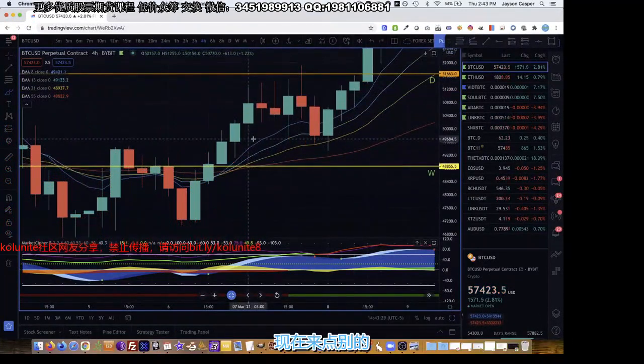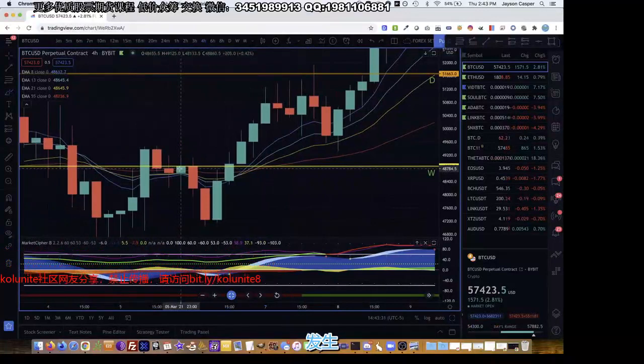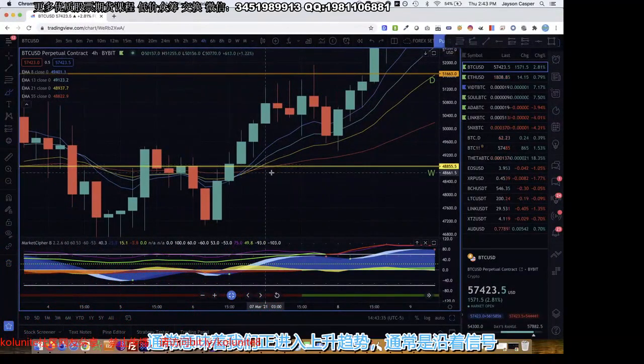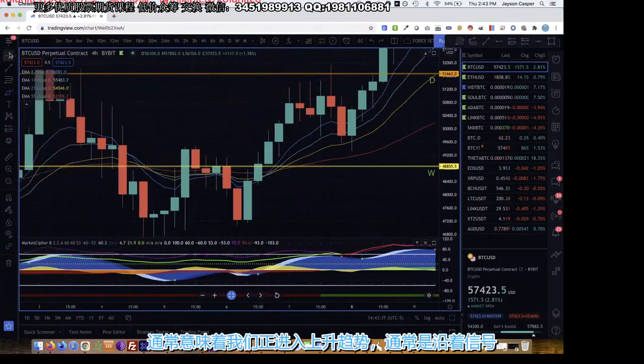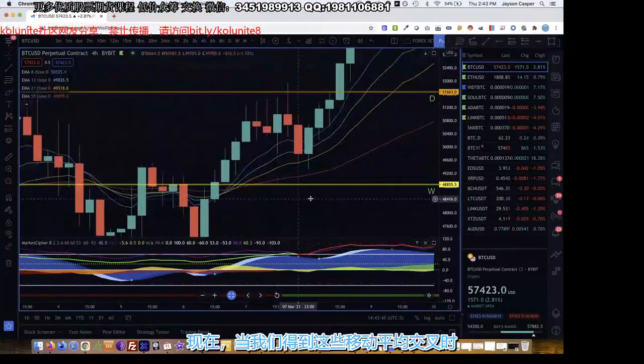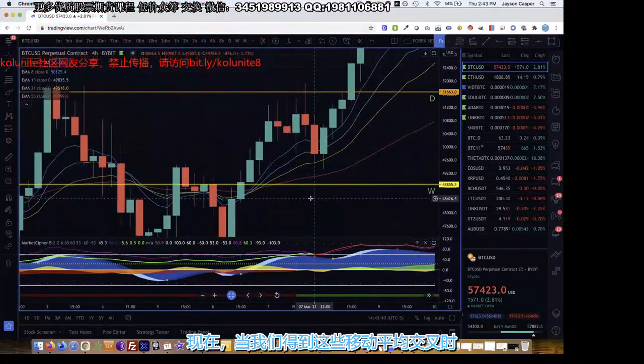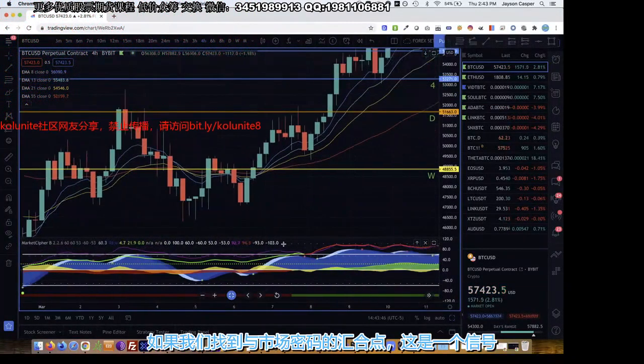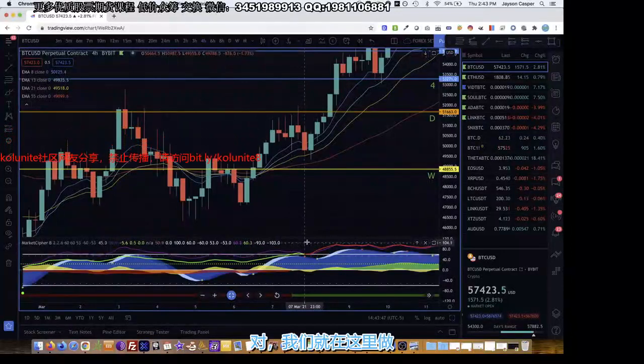Now, something else that's really cool is look at what happens when we see that pattern, blue, green, yellow, red. It usually means we're heading into an uptrend. It usually is a long signal. Now, when we get these moving average crossovers, the blue, green, yellow, red, it's a long signal. If we find confluence with Market Cipher, right? Which we kind of do right here.